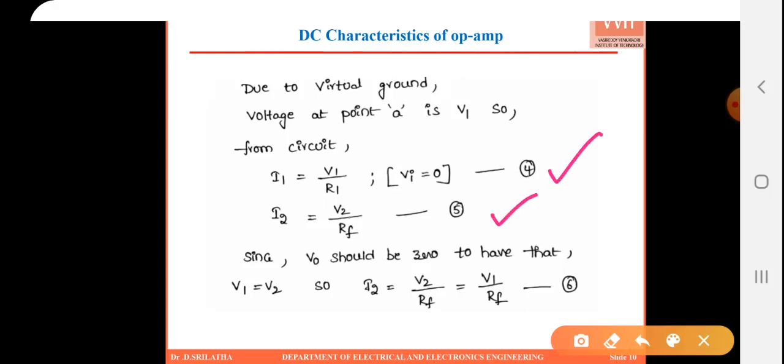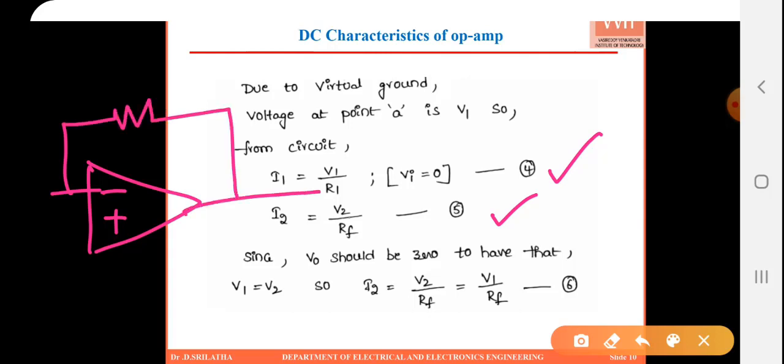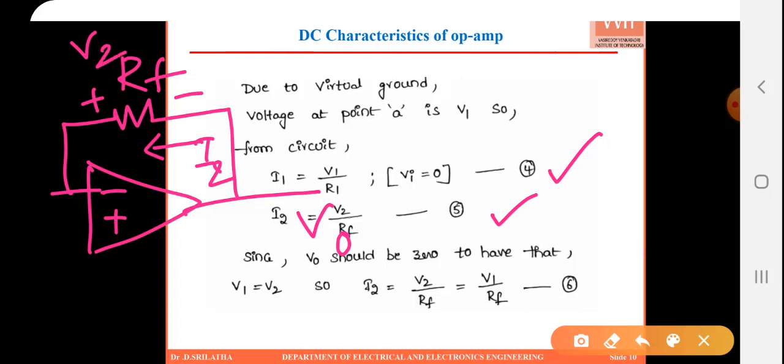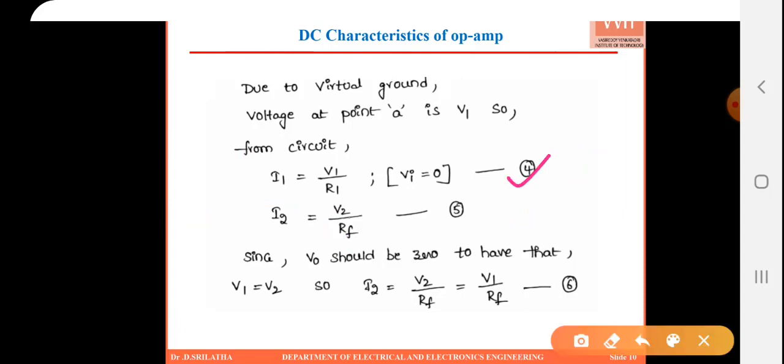Similarly, I2 can be written as V2 by RF. Here this is my RF and V0, and this is the current I2 flowing through it. The voltage across it is V2, so V2 is I2 into RF, and I2 is equal to V2 by RF. Then I1 is V1 by R1 and I2 is V2 by RF.